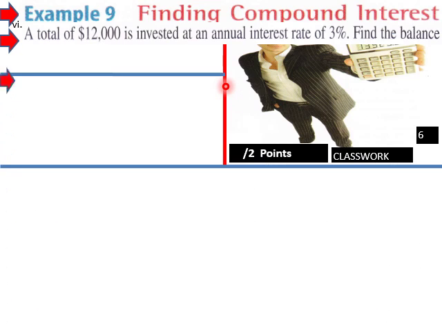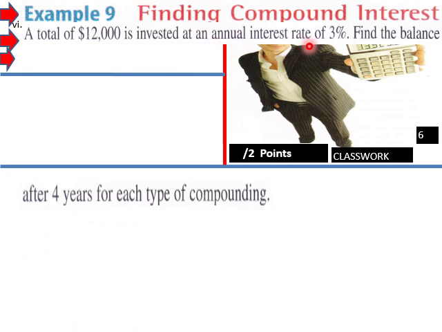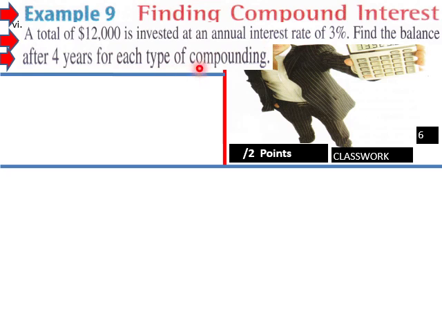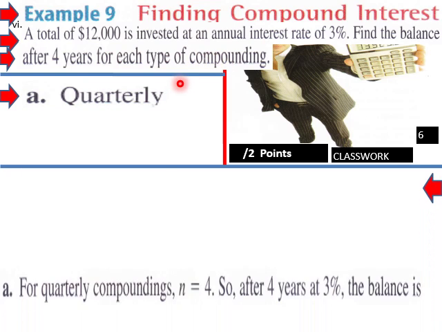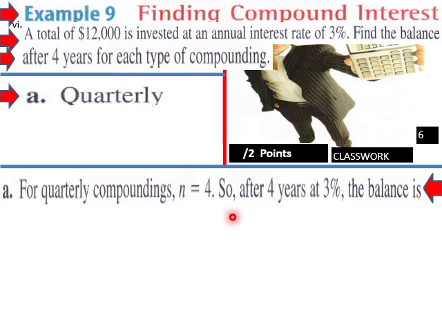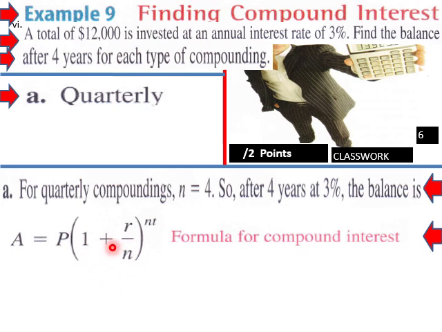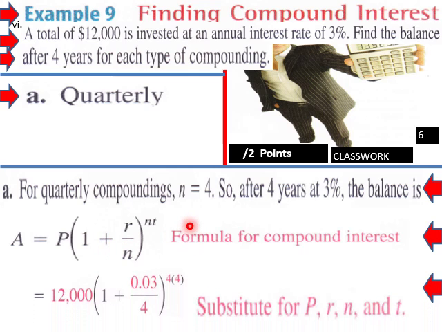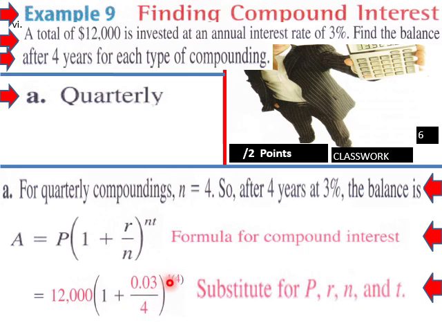Okay, example 9, finding compound interest, 12,000, interest rate 3%, find the balance after 4 years for each type of compounding. So for quarterly compounding, n equals 4, after 4 years at 3%. The balance would be right here. This is our formula for compound interest. And then we plug in our values here: 4 times, if it's compounded quarterly, 4 times for 4 years. So we have 0.03, that's our interest rate, and we have a principal here of $12,000.